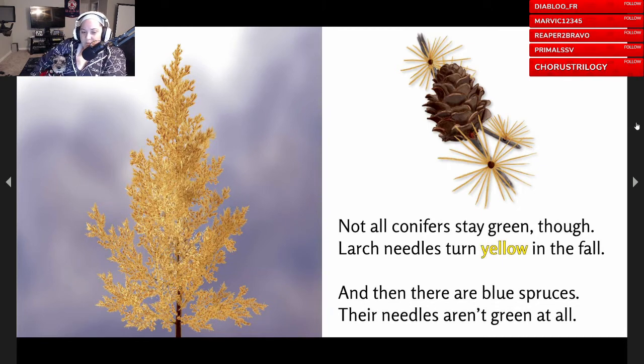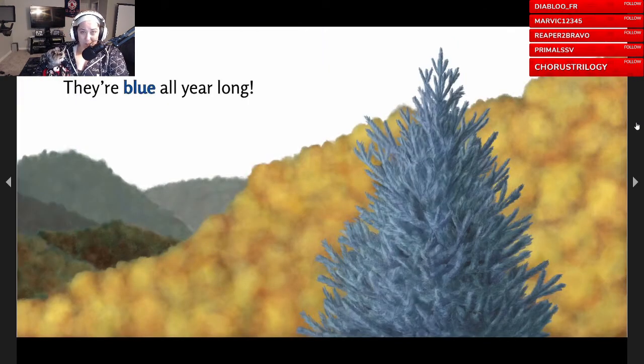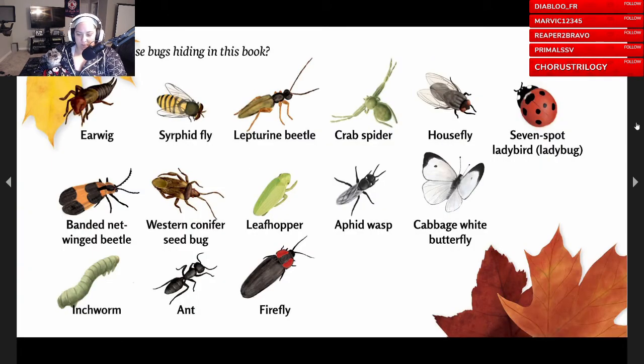Then there are blue spruces. Their needles aren't green at all. I know, how crazy is that? They're blue all year long. We found it, a blue tree.